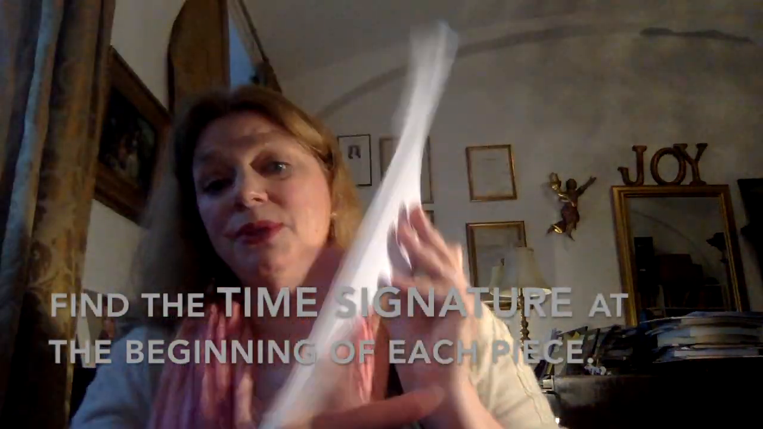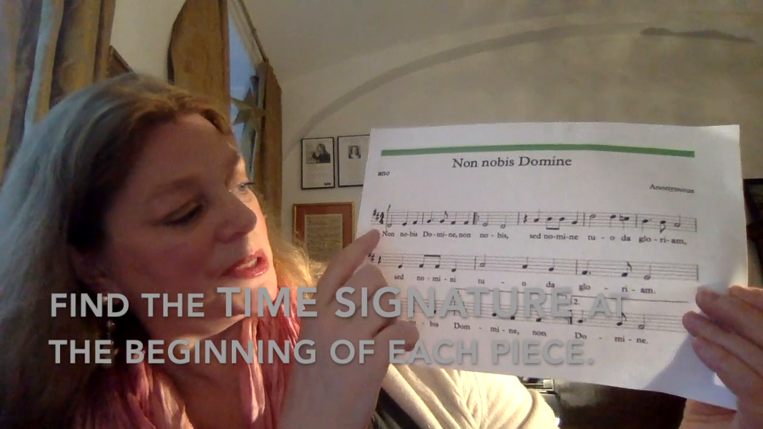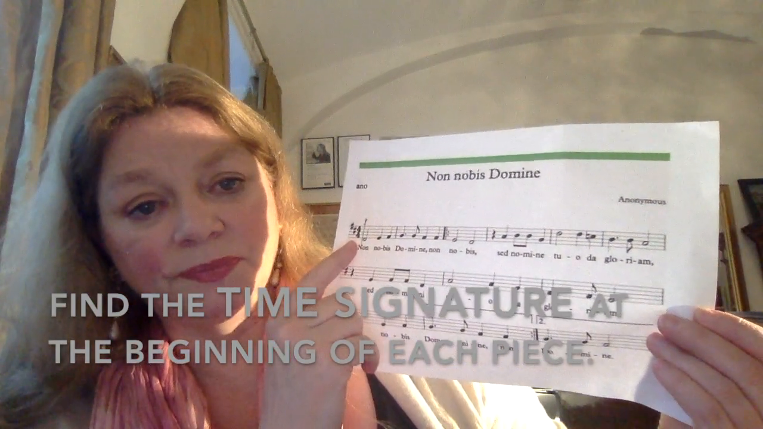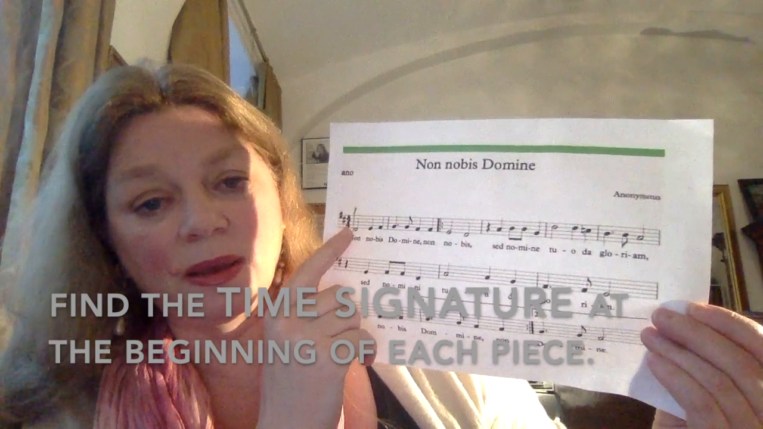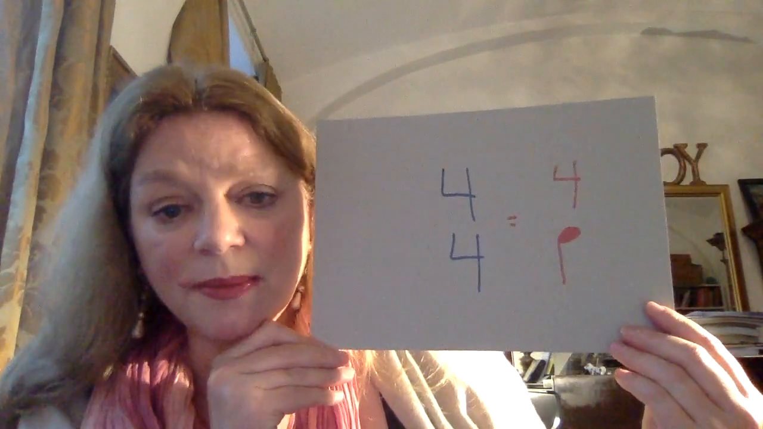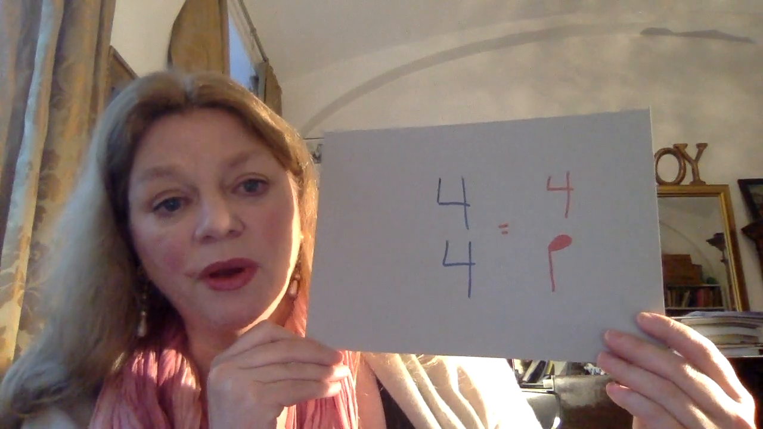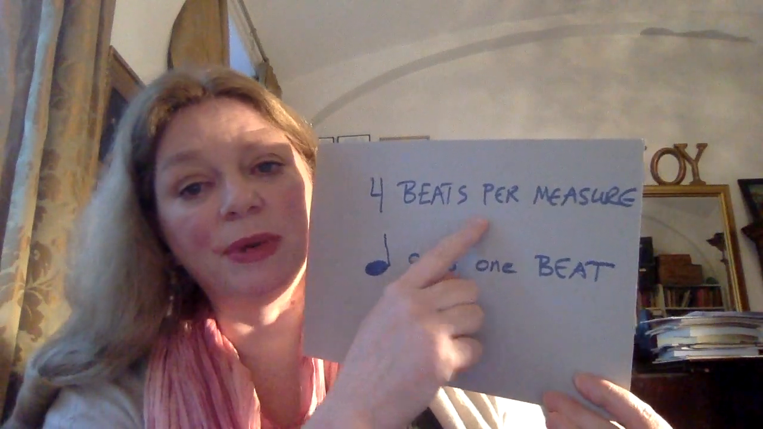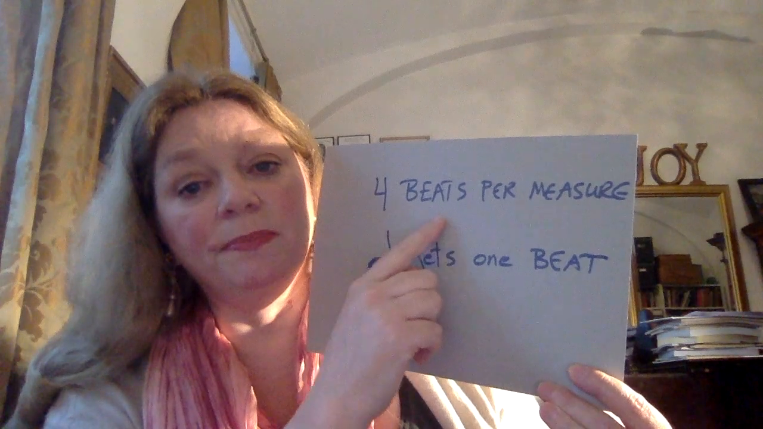I'm going to show you in the music again. The time signature is right here at the beginning of the piece, 4/4. Let's find out what 4/4 means. When you see the time signature 4/4, you'll know that the top four tells us how many beats in a measure. So there are 4 beats per measure in 4/4 time.